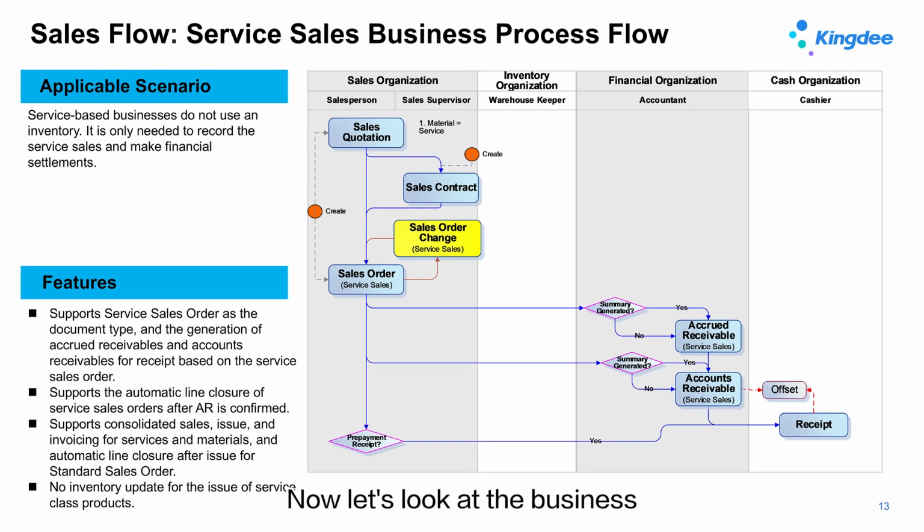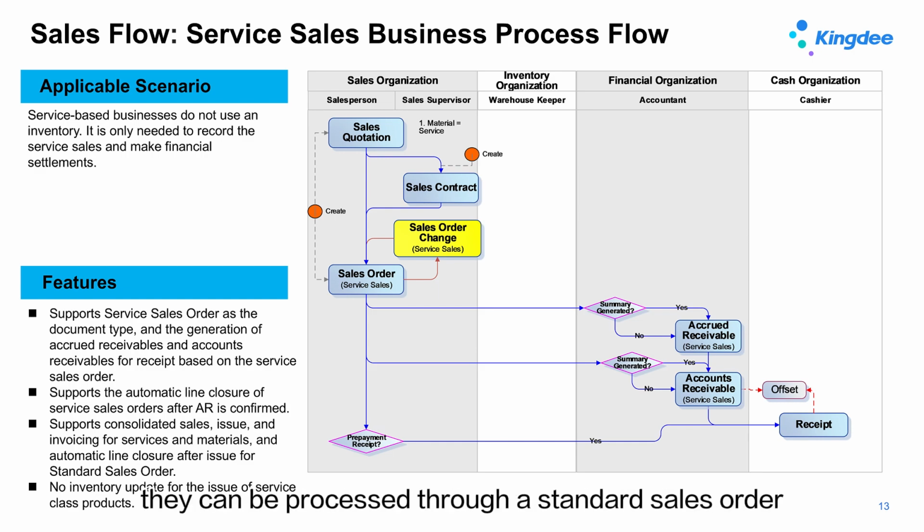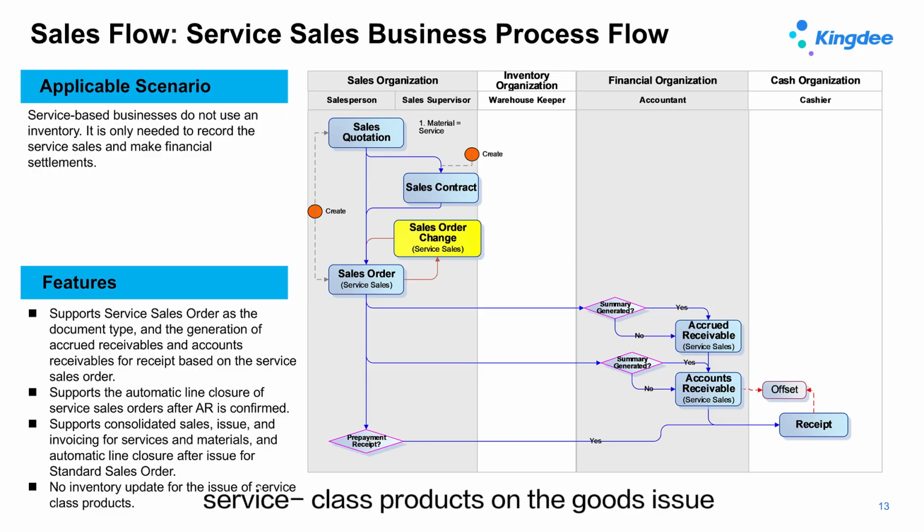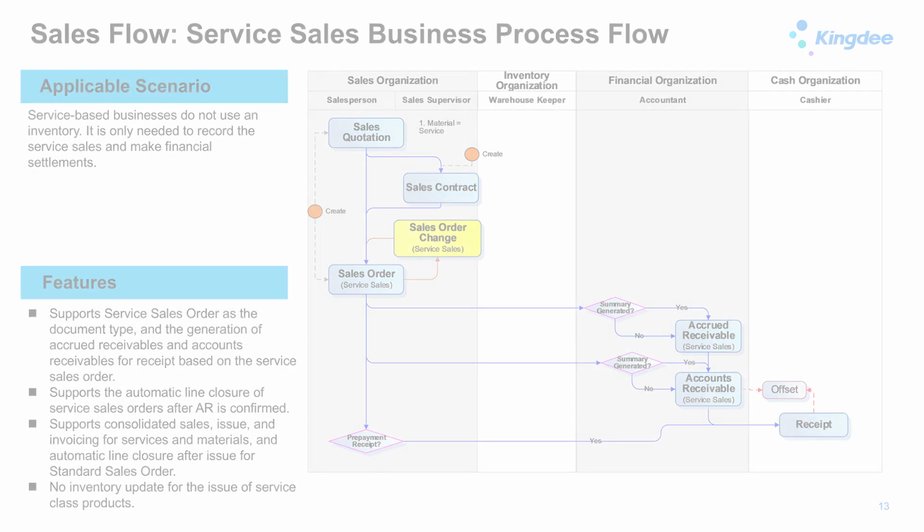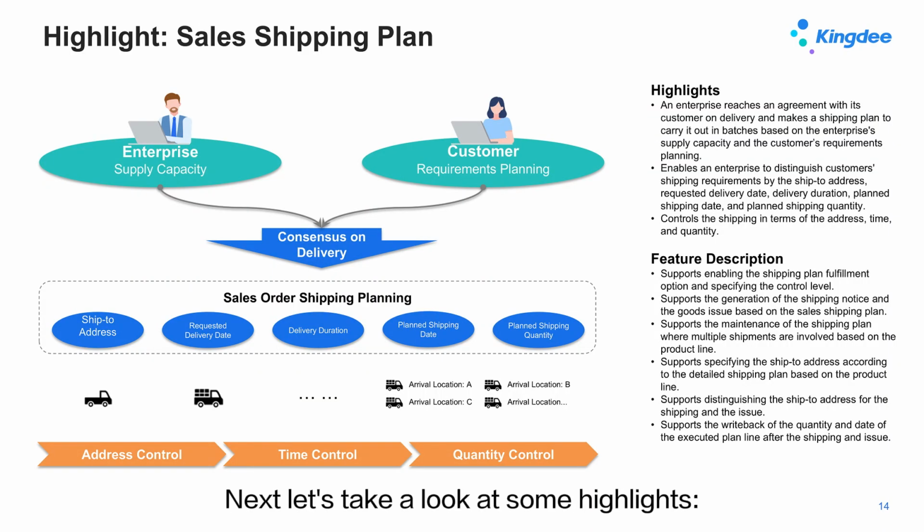Now, let's look at the business process flow for service sales. Enterprise sales of service class products do not involve an actual goods issue. By setting the document type as service class sales order, you can directly convert to accrued receivable or accounts receivable and proceed to the subsequent finance flow without going through the actual material issue. If the service class products are issued together with other physical products and invoiced, they can be processed through a standard sales order. In this case, service class products on the goods issue do not trigger inventory updates and are excluded from inventory costing. Next, let's take a look at some highlights.